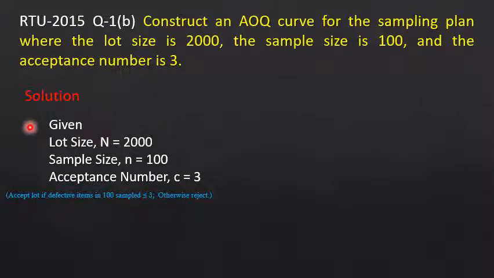What is given in the question? The lot size, capital N, is 2000, and the sample size, small n, is equal to 100. Then the acceptance number C is equal to 3. Acceptance number 3 means we accept the lot if the defective items in 100 samples is less than or equal to 3, otherwise we will reject.